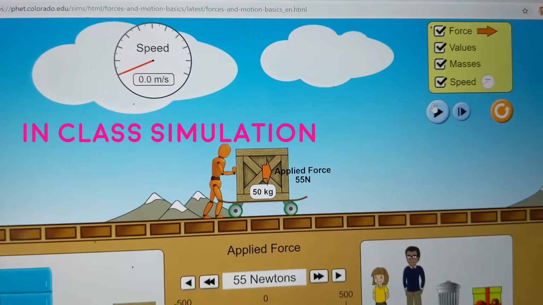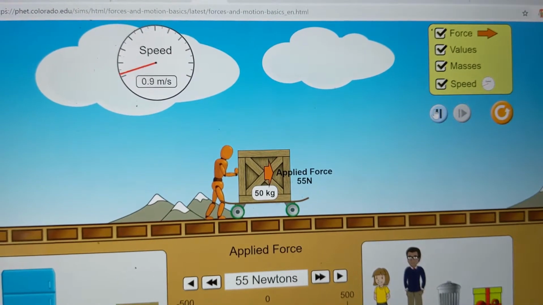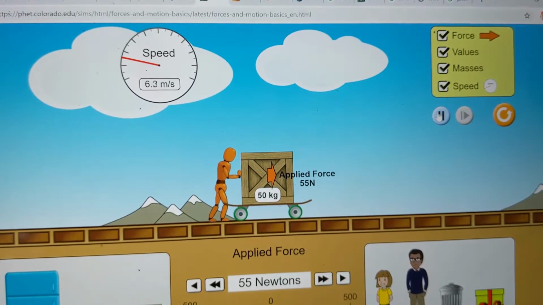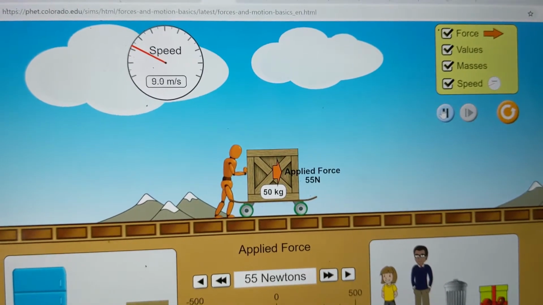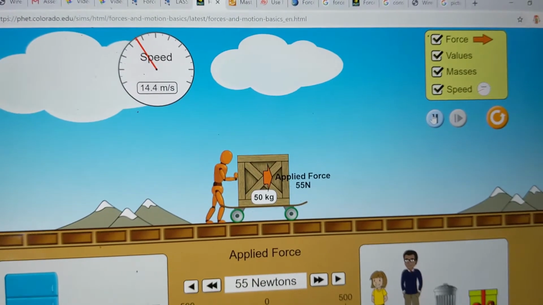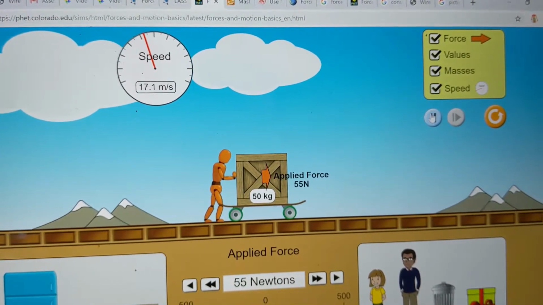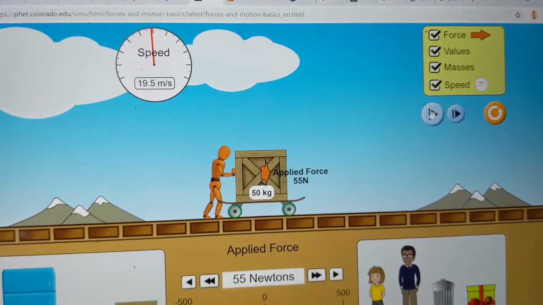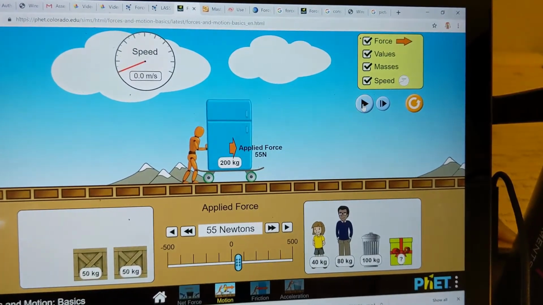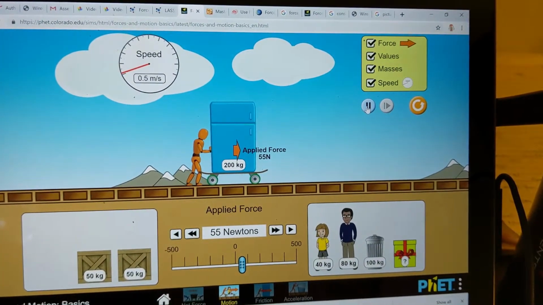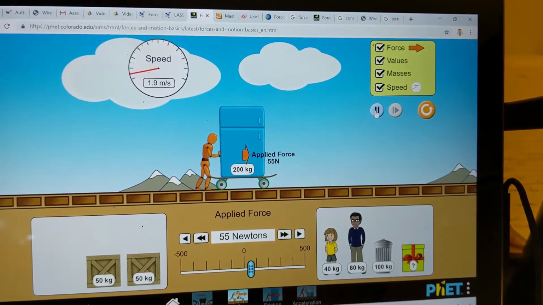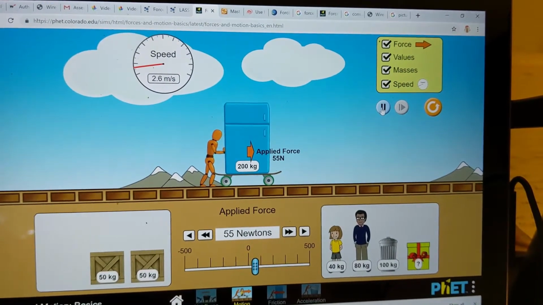We were asked to experiment with a simulation in which we could observe Newton's second law at work. Here we can see an example of 55 newtons of force applied to a 50 kilogram box. After 15 seconds, speed accelerates to 19.5 meters per second. When the same 55 newtons of force is then applied to a 200 kilogram refrigerator, speed accelerates at a much more reduced rate, to 5.9 meters per second after 15 seconds.